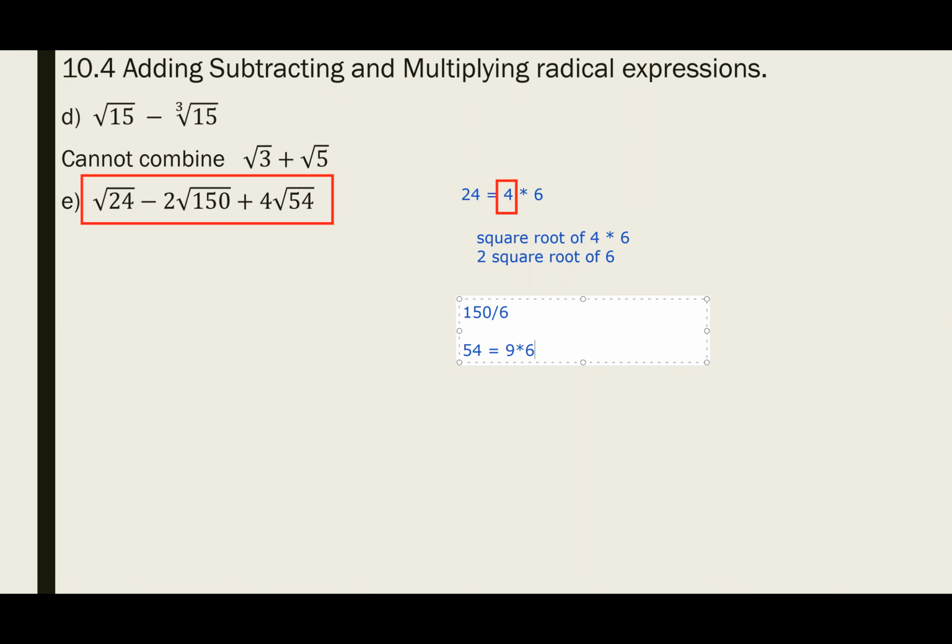So now 150, you ask yourself, well, can 150 be divided by 6? And in this case, you can see that 150 is the same as 25 times 6.